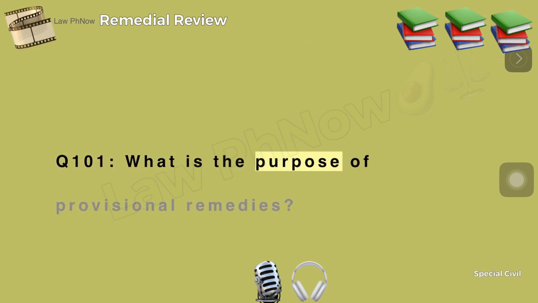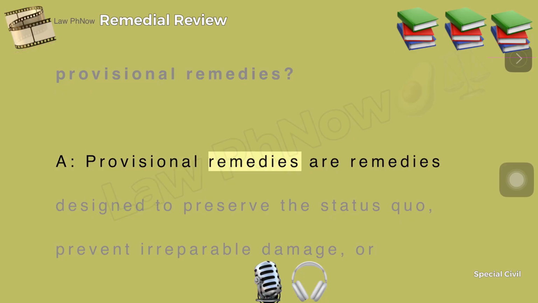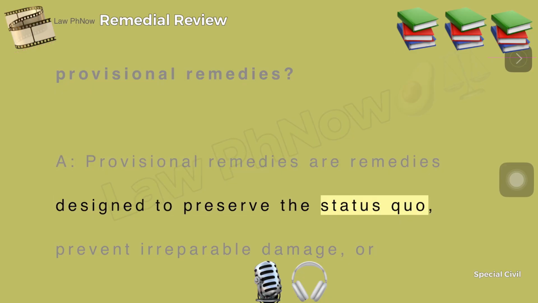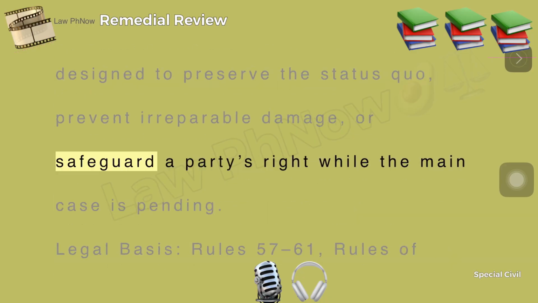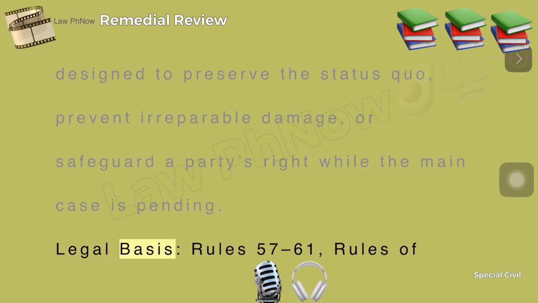Q101. What is the purpose of provisional remedies? A. Provisional remedies are remedies designed to preserve the status quo, prevent irreparable damage, or safeguard a party's right while the main case is pending. Legal basis, Rules 57 to 61, Rules of Court.